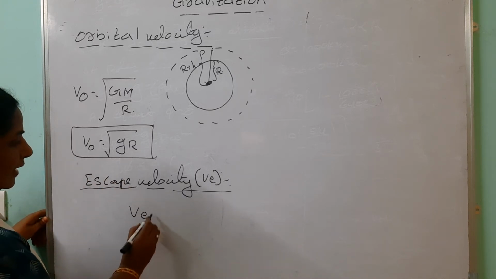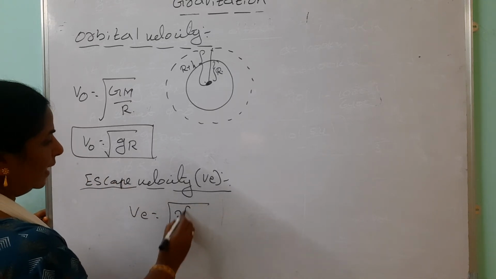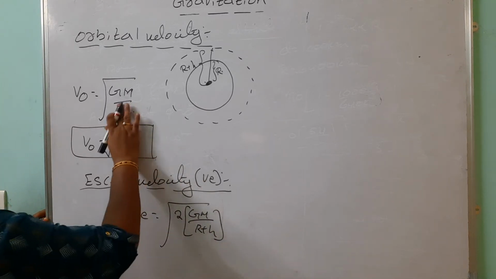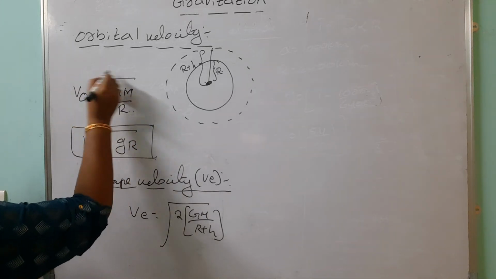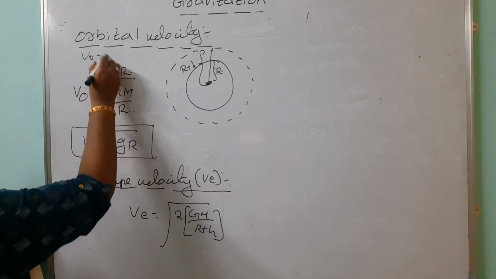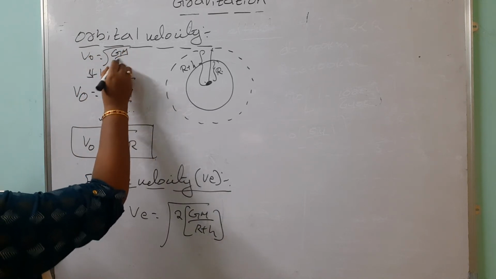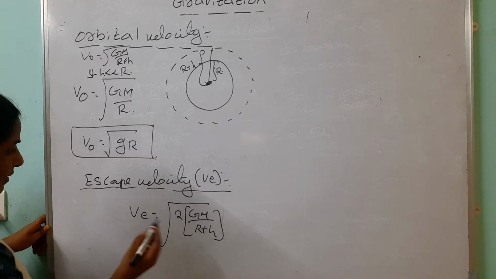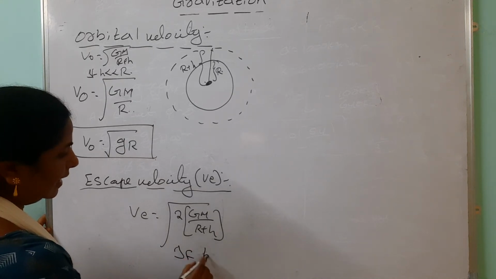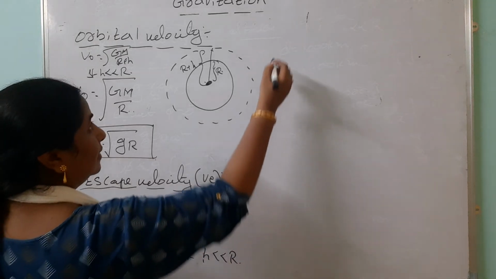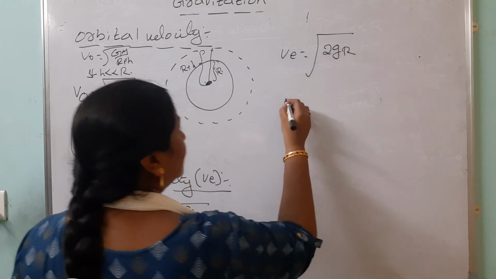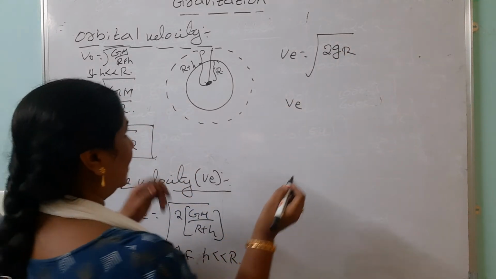So we write v equals under root 2GM by r plus h. Here you can take it as r only. When h is very small compared to r, generally you use this, and it is under root GM by r plus h when we should consider the height also. If h is very small compared to r, you can use v e equals under root 2gr.